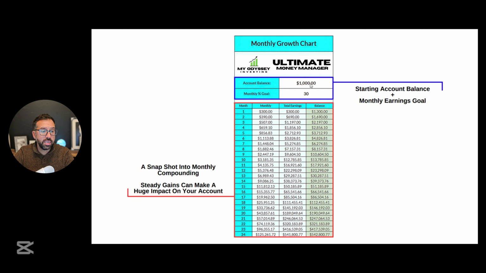So this is a quick snapshot. You started with $1,000. We're going to do 30% monthly. For instance, I'm looking at trading 10 days a month. I want to gain 3% per day. That's 30%. If I did that, month 1 would be 1,300.